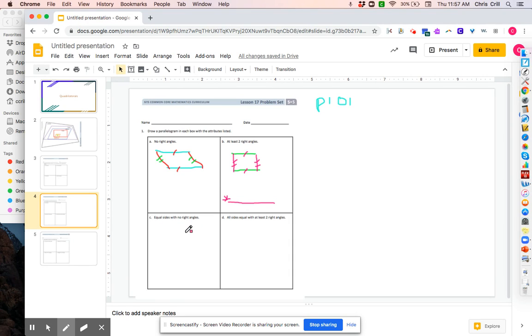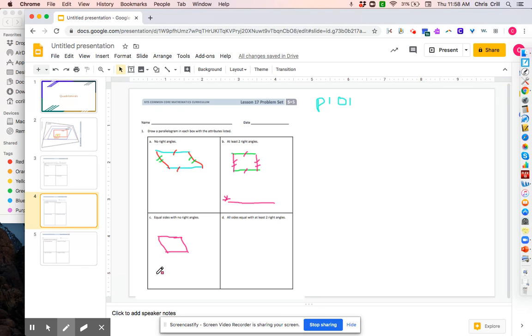Okay, now we have equal sides with no right angles. Equal sides with no right angles. So if I don't want right angles, I kind of have to make my shape look a little bit like this. But I have to make my sides equal. Make this a little longer. And I don't want right angles. Okay, so parallelogram, two parallel sides, two parallel sides, and no right angle.